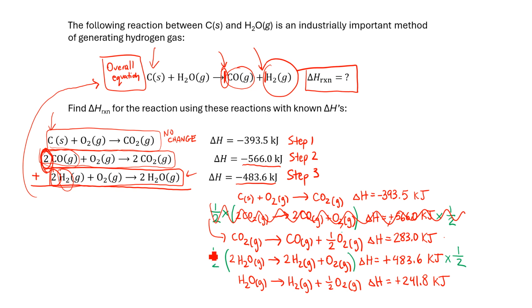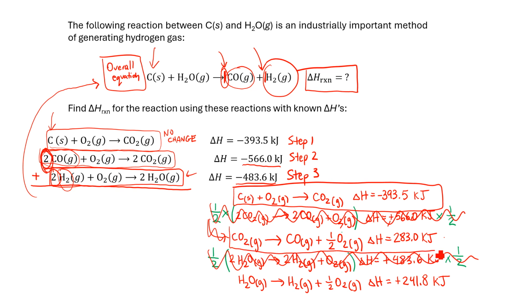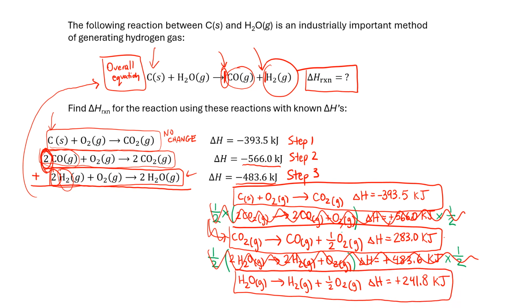All right, so we can cross this out because we've already manipulated this. So there you are. There's our new 3 reactions right over here. This is step 1. This is step 2, manipulated. And this is step 3, manipulated. Notice we kept step 1 the same. We never needed to change that. Okay?